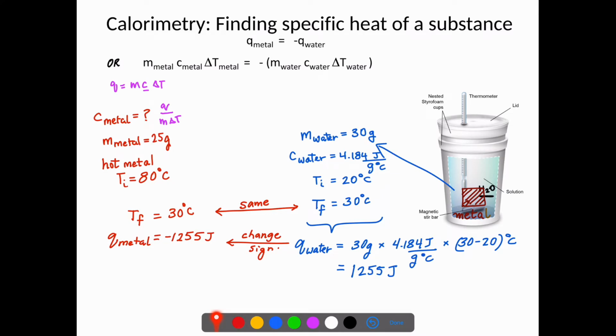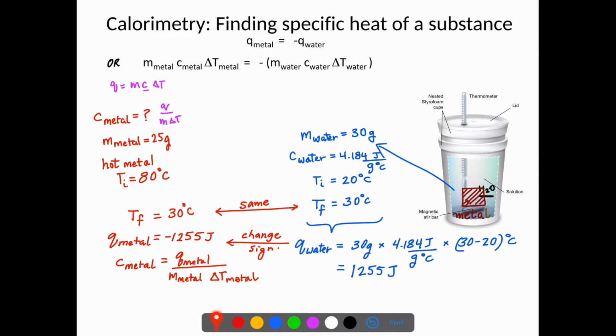So now we know how much heat the metal lost during this temperature change. When it's going from 80 degrees Celsius, which was hot, to 30 degrees Celsius, which is the final temperature, it would have lost this much amount of heat. So we know the heat, we know the temperature change associated with it, and we know the mass of the metal. So we are going to plug those in into this equation and calculate the specific heat of the metal.